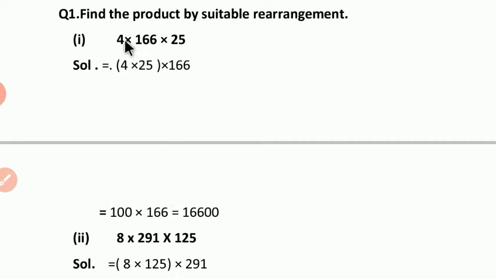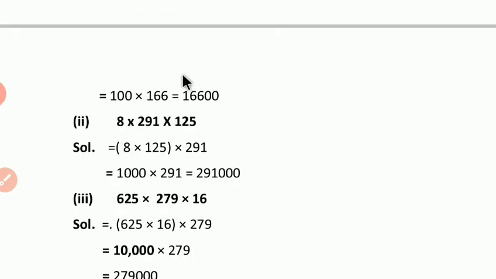If you multiply it directly, first by 4 into 166, then by 25, you will get the same answer as 16,600, but it will be more complicated and time taking. So for finding the answer easily, we are arranging the numbers such that we should get 0 in the last. You can see 4 into 5, if you multiply, 4 5s are 20, it means you'll get 0. That's why first you multiply 4 into 25, after that by 166.